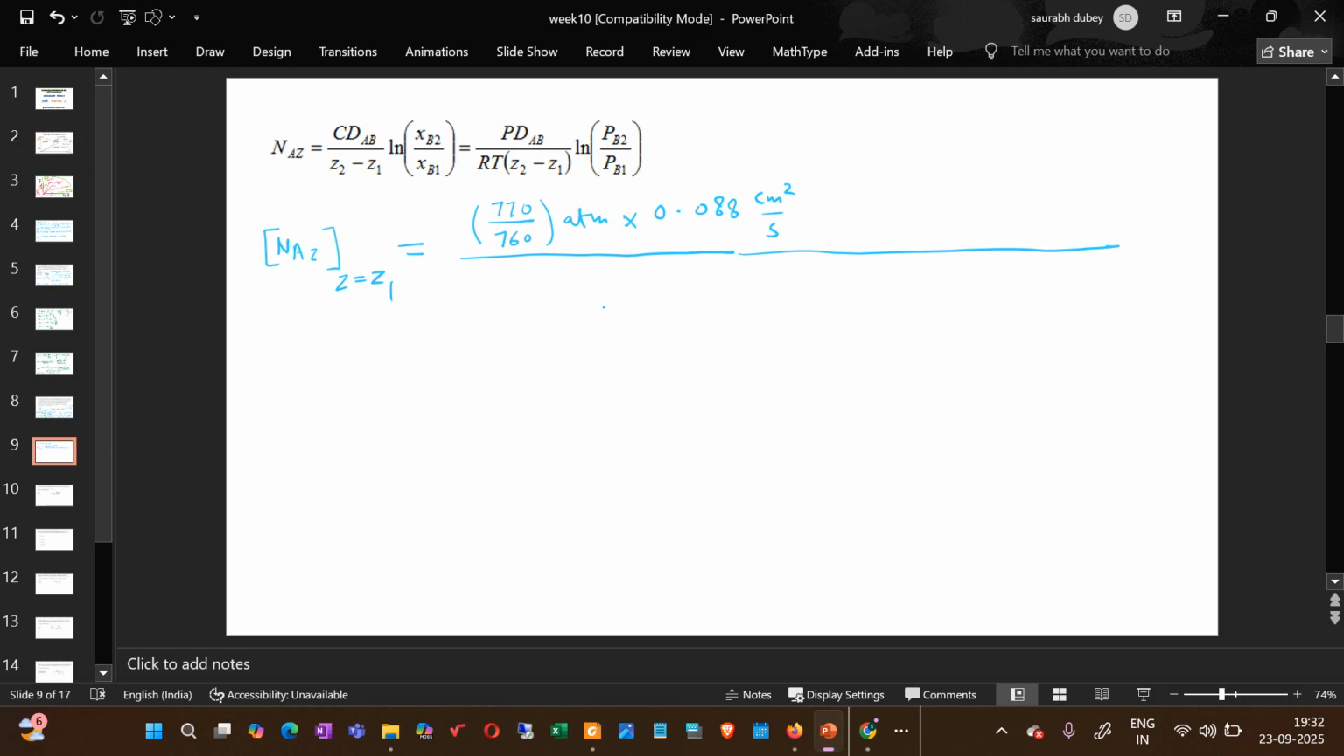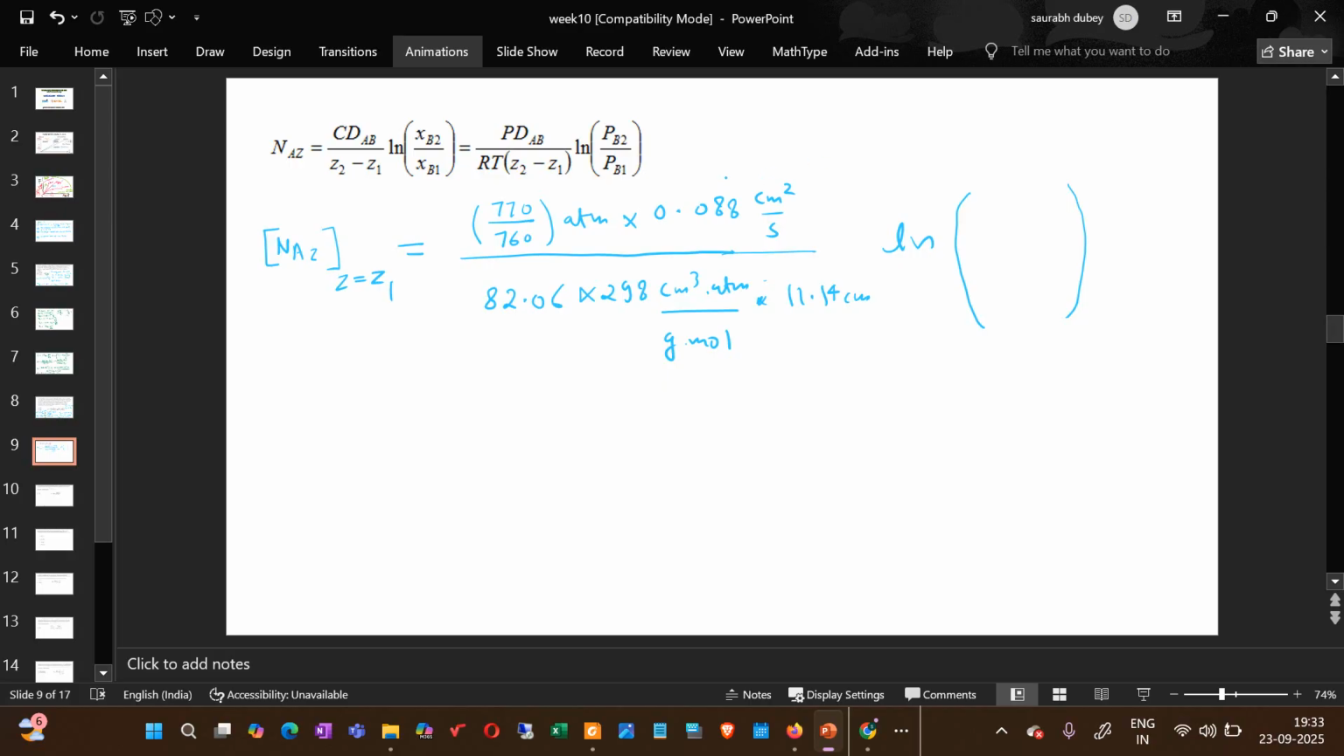Okay, then divided by what? RT, 22.6 into 11.1%, right? And now just take this. So here ln EA2 PB2 divided by PB1, right? So PB2 is what? That is the question.